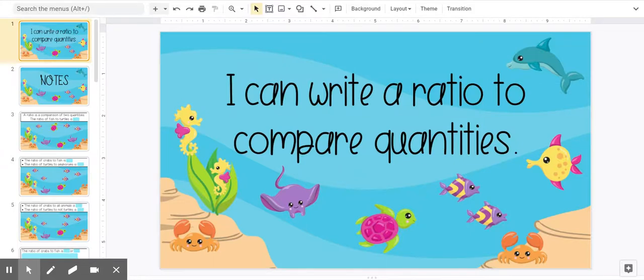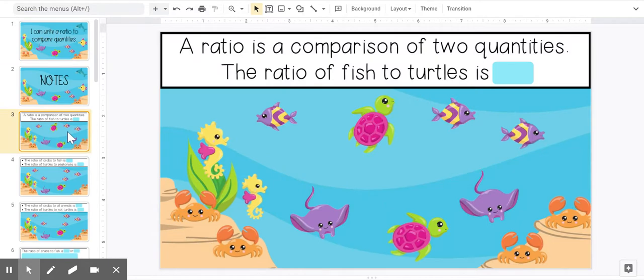I can write a ratio to compare quantities. A ratio is a comparison of two quantities. The ratio of fish to turtles is, well, quantities means the amount. So we're going to count up the fish, and we're going to do fish first because that is the first word. Then we'll count the turtles.